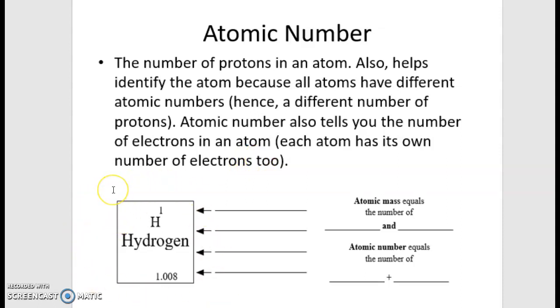This box represents the element hydrogen. The atomic number 1 is at the top of the box. That means that hydrogen has 1 proton and 1 electron. So the atomic number is equal to the number of protons and electrons. So if the atomic number of an atom is 5, that means it has 5 protons and 5 electrons. If the atomic number of an atom is 12, then that means it has 12 protons and 12 electrons.